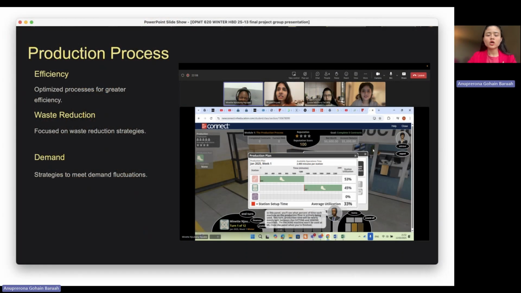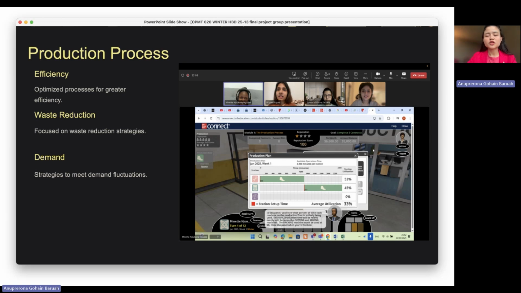Hello everyone. So now I'm going to talk about module 1 of the production process game simulation which we as a team have played. Some stations like the cutting and sewing machines became the bottlenecks early on due to high demand, causing production inefficiencies. Our key goal was to balance machine use while ensuring that all orders were completed on time.